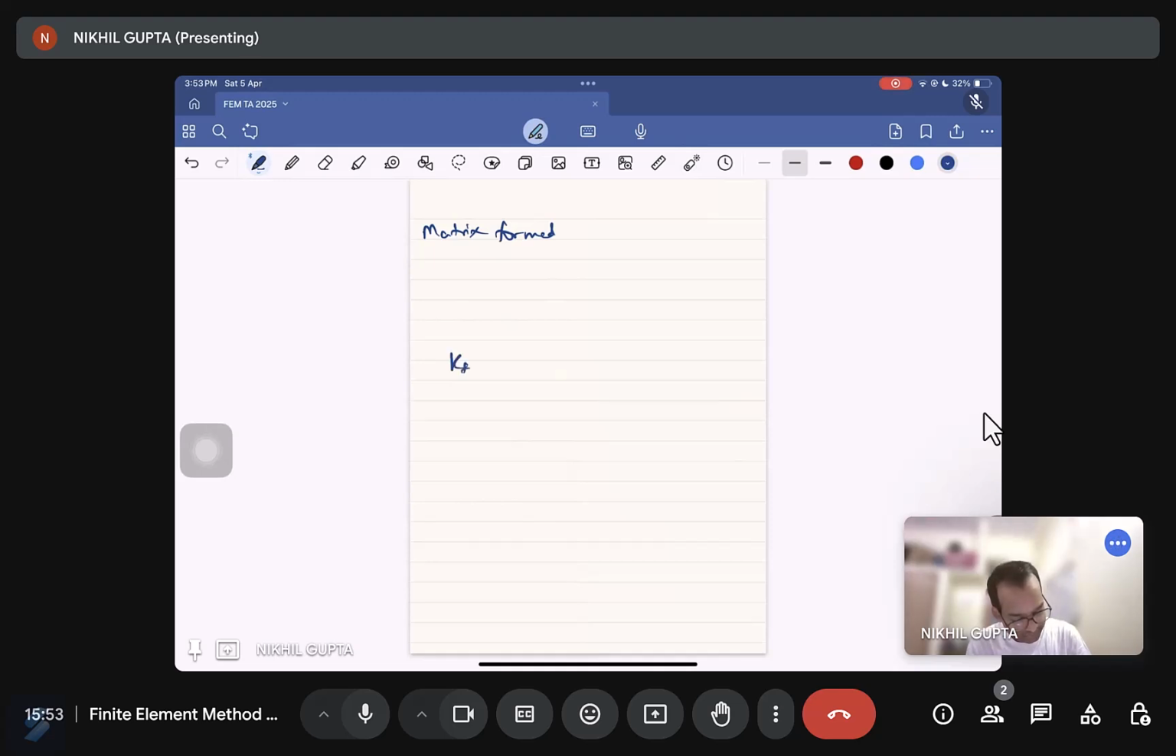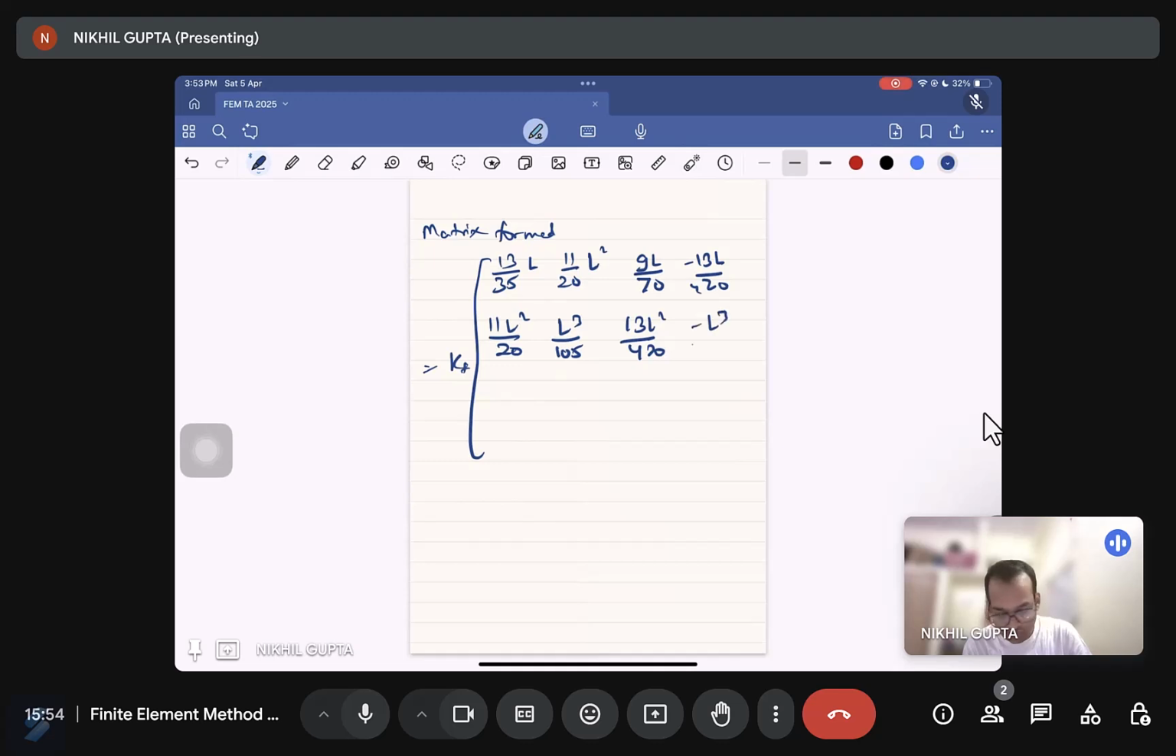It will be KF times: 13L by 35, 11L square by 210, 9L by 70, minus 13L square by 420; 11L square by 210, L cube by 105, 13L square by 420, minus L cube by 140; 9L by 70, 13L square by 420, 13L by 35, minus 11L square by 210; then minus 13L square by 420, minus L cube by 140, minus 11L square by 210, and L cube by 105.